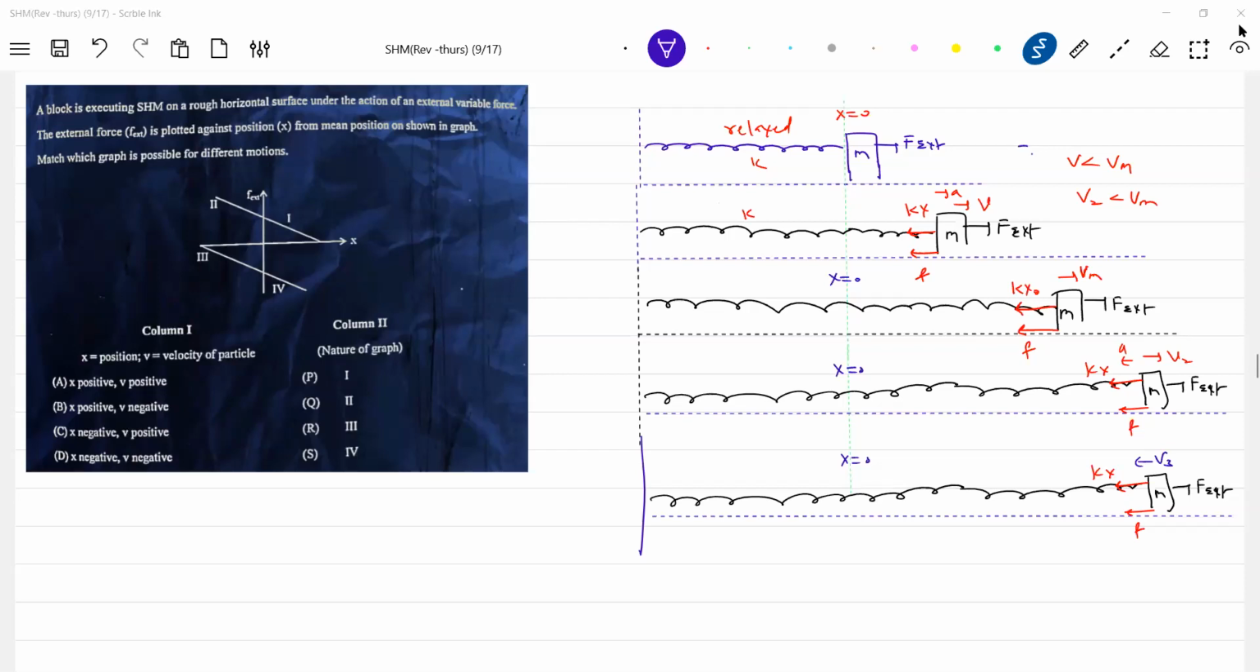Getting into this one. So A will be P. The situation is related to A. Capital A, shall I write it here? X positive, V positive, and F positive. So A is somewhere here at this particular point. I'll write it here. Where is B? The situation is x positive, v negative, and F will be positive.